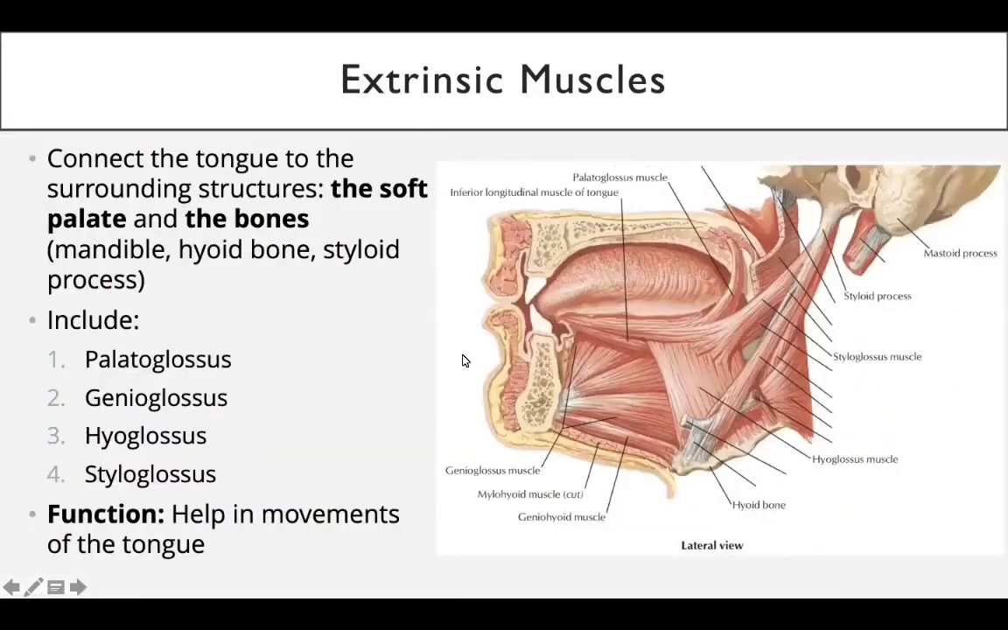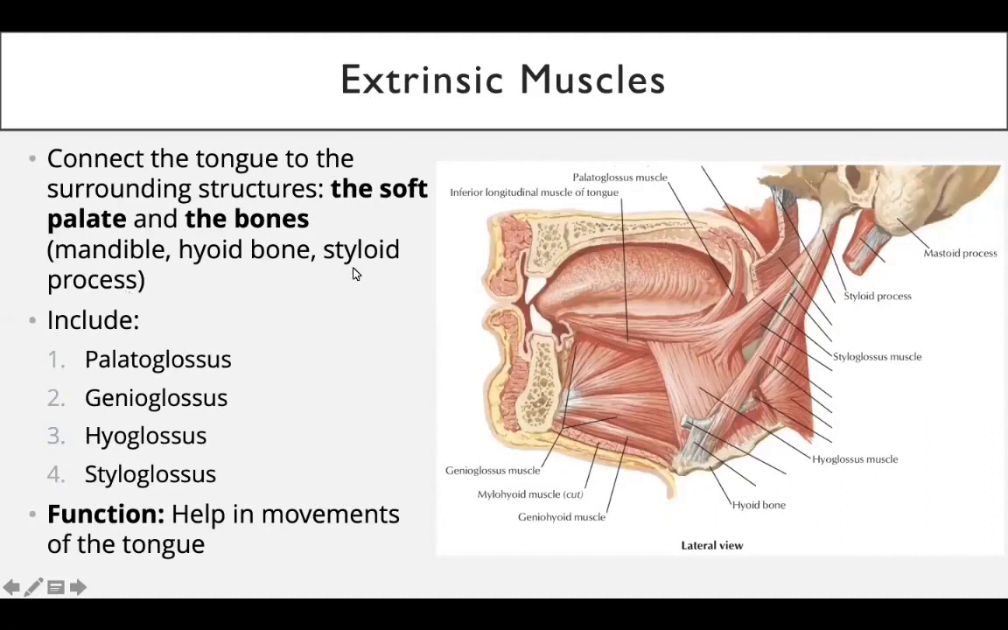So extrinsic muscles now, these are very important. We know four: palatoglossus, genioglossus, hyoglossus, and styloglossus. What is the function? They help in the movements of the tongue. These extrinsic muscles connect the tongue to the surrounding structures. What are the surrounding structures? The soft palate and the bones. What are those bones? Mandible, hyoid bone, and styloid process.